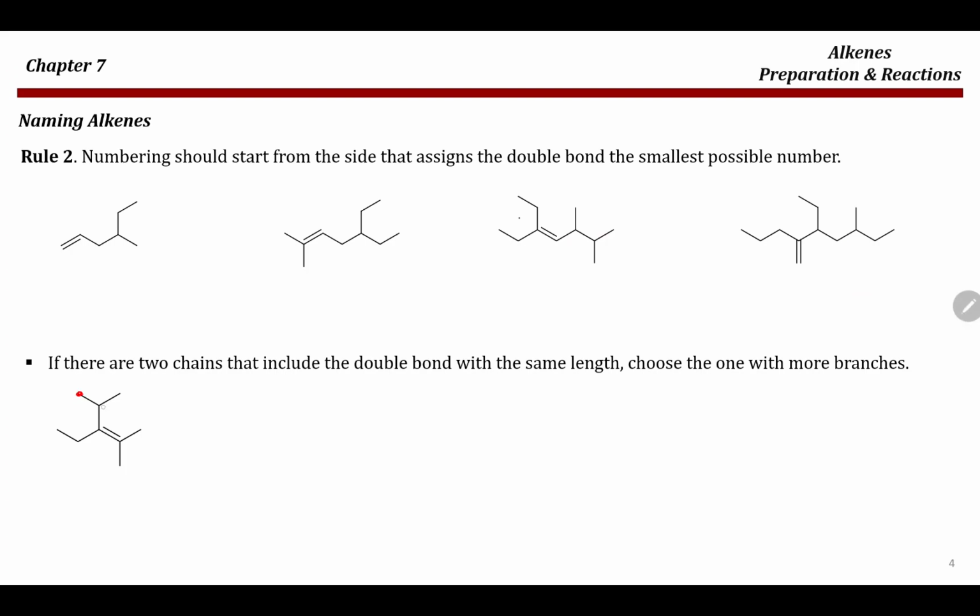So the longest chain will be this one here. So we have 5 carbons, so that's pentene. Again, the double bond should be given the smallest possible number. Counting from this side here will assign the double bond position 2. From the other side it will be 3, so definitely that's 2. That's 2 pentene. And then we have a methyl group at position 2, an ethyl at position 3, and another methyl at position 4. So the order will be 3 ethyl, and then we have 2, 4 dimethyl 2 pentene.